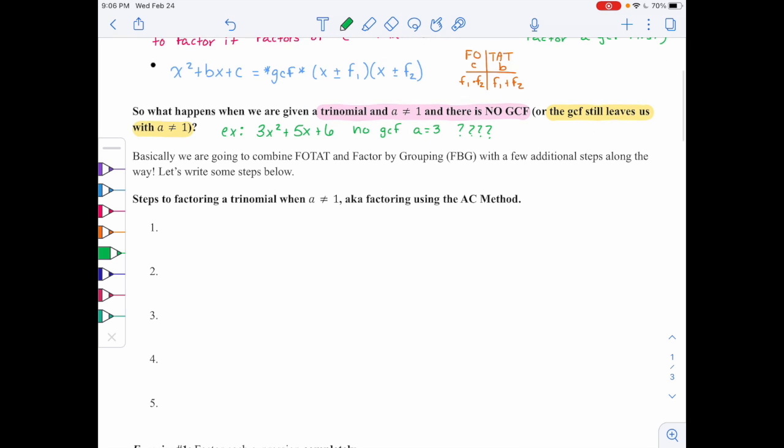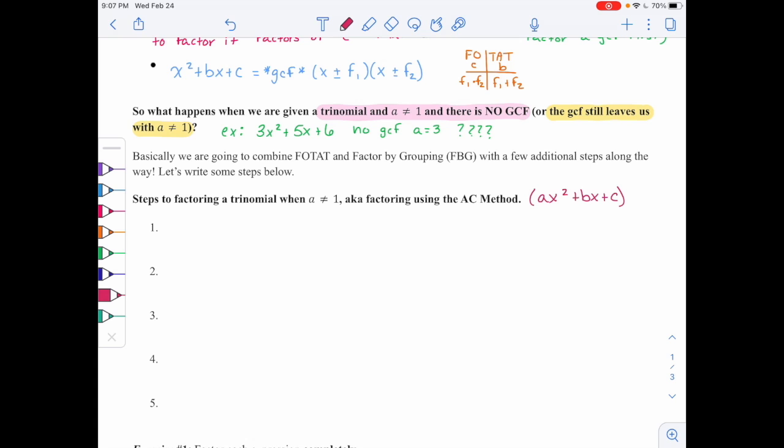So, steps to factoring a trinomial when A doesn't equal 1, aka using the AC method. And there is a reason why it is called the AC method, and you'll see in a second. So remember, we want to keep in mind that now we're factoring ax squared plus bx plus c. So there's no longer just x squared, it's ax squared.